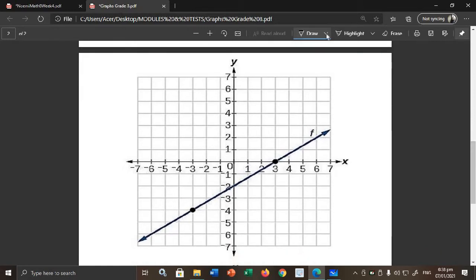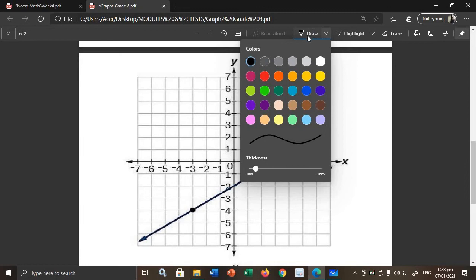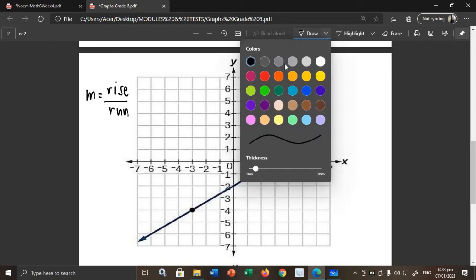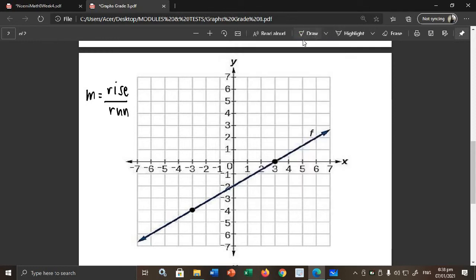So let's say we have this illustration and we will get again the slope of this line. Let's say we have the formula of our slope, which is rise over run. So again, we need to count the units upwards, which will be the value of our rise from the first point, which is here. So this is 1, 2, 3, 4. We have 4 units upwards.